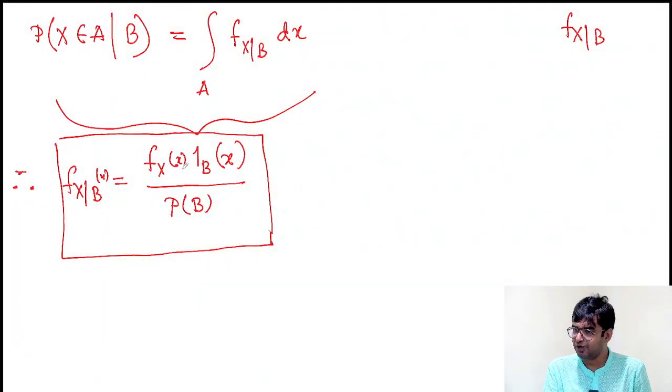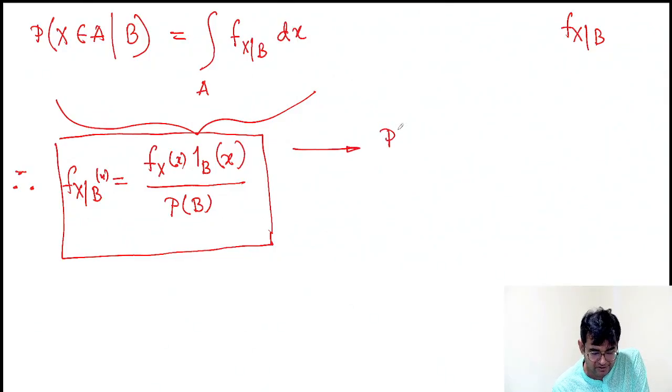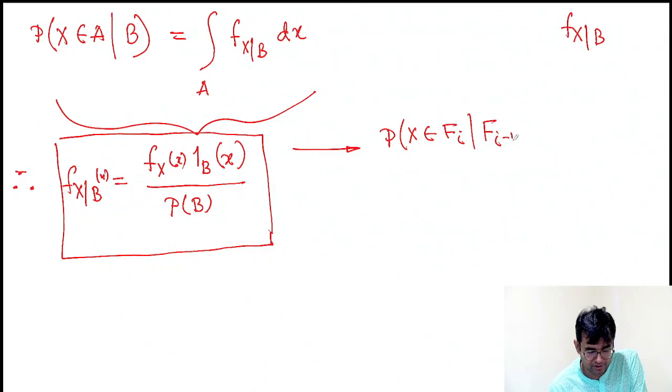Okay. So now let us use this formula for our case. In our case, I want to find the probability of x belonging to f_i given f_(i-1). So using this, probability of x, which is my random variable, belonging to f_i given f_(i-1) will be equal to what?